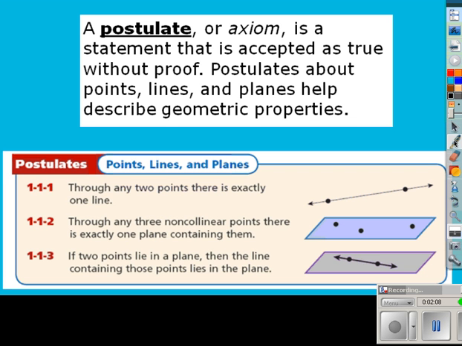I'm going to try that here. The only way I can draw a line between those 2 points and not stay in that purple region is if I draw a squiggly line. And we don't use squiggly lines. We only use straight lines in this geometry. So you cannot draw a straight line between those 2 points that isn't completely contained inside that purple area. So that's what postulate 1-1-3 means.